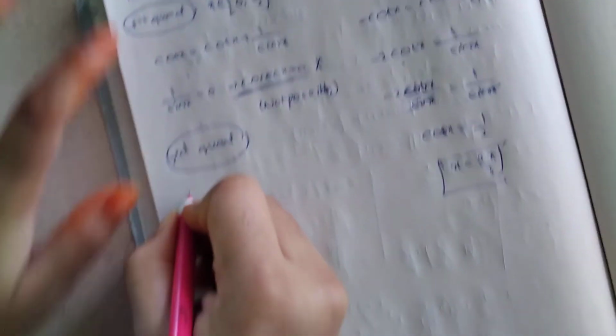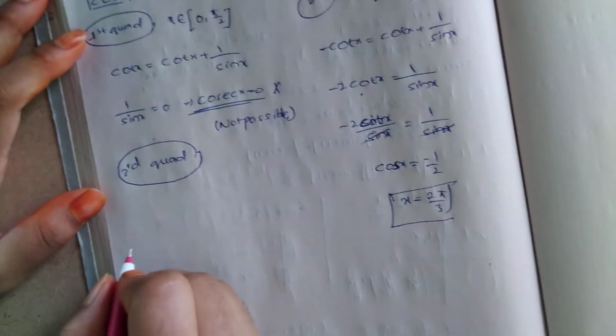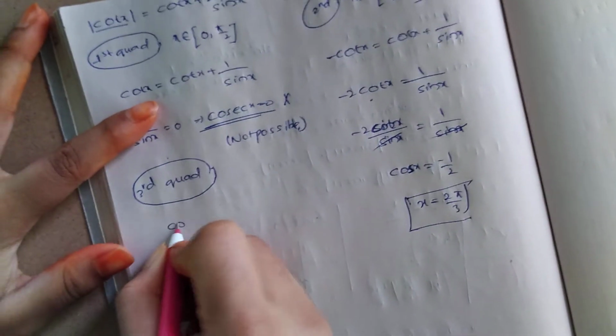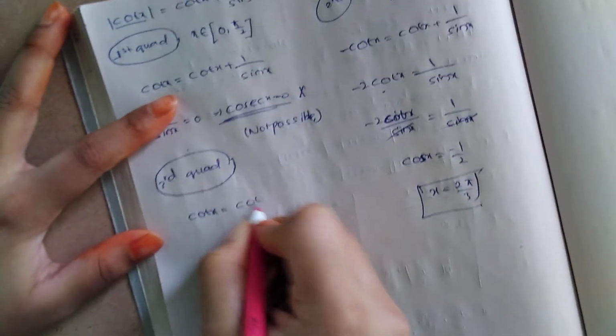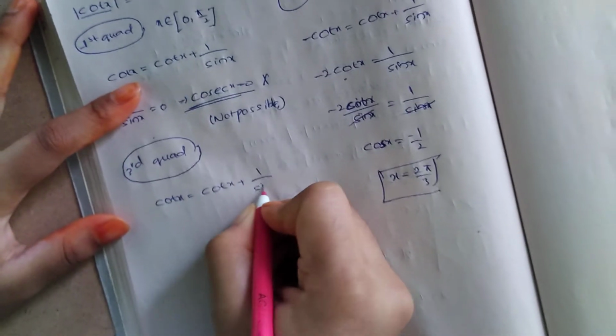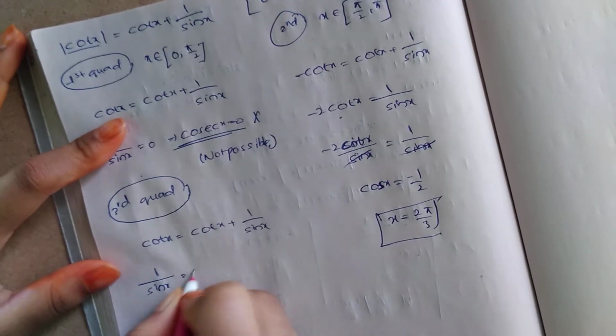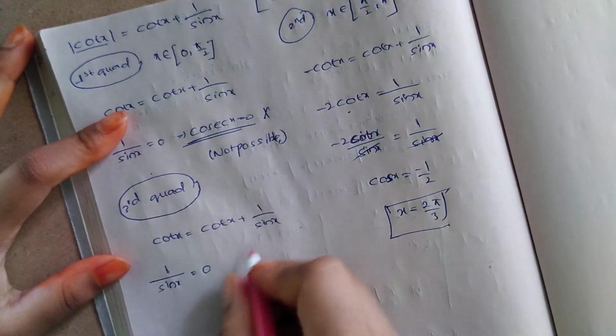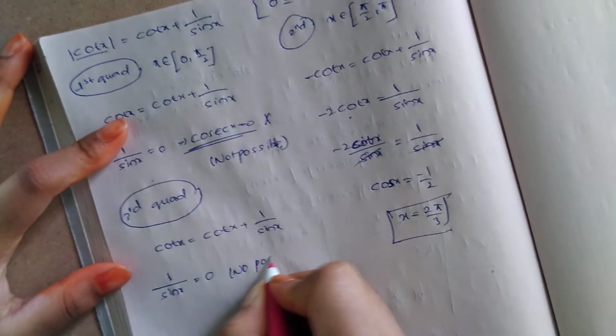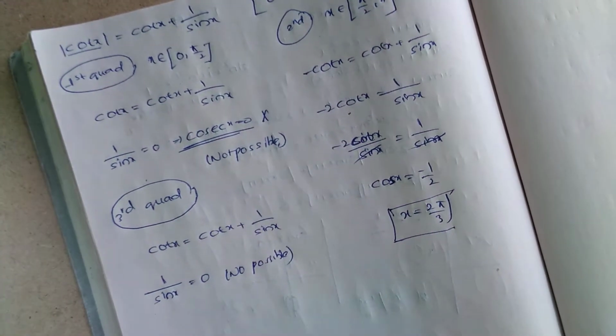Now let's go to the third quadrant. Third quadrant. Cot theta is positive in third quadrant. Yes. Cot x is equal to cot x plus 1 by sin x. Cancel, cancel. 1 by sin x is equal to 0. We all know that this is not possible. So, not possible and no solutions will be here.